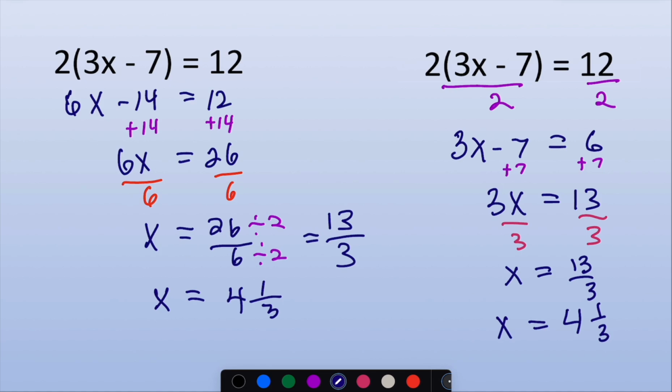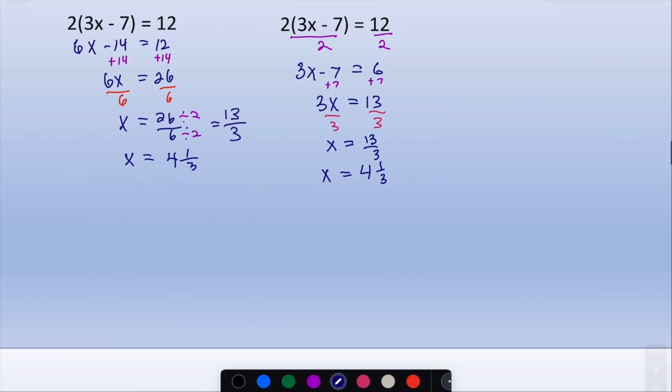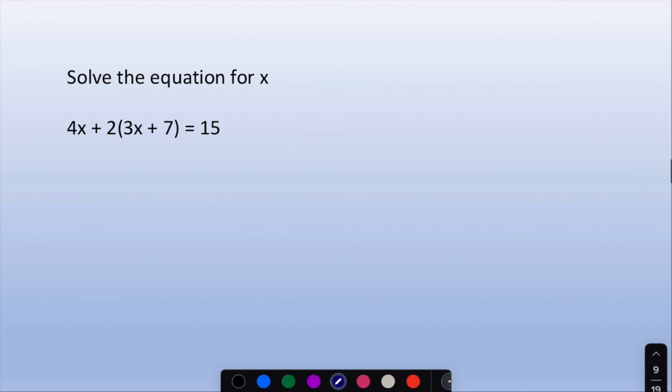So as long as we keep it balanced, do the same thing to both sides, it's not going to hurt anything. And we can proceed, and you might do it slightly different than I do it, or slightly different than your friend that might be sitting there helping you, but you can still get the same answer. Okay, let's do another one.